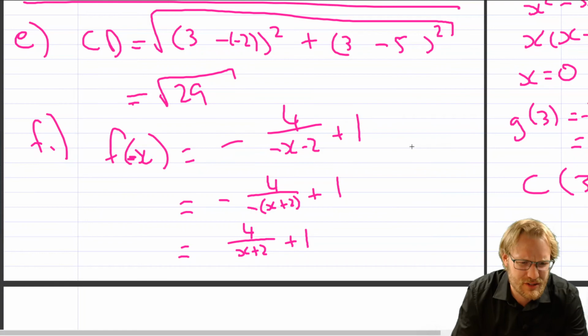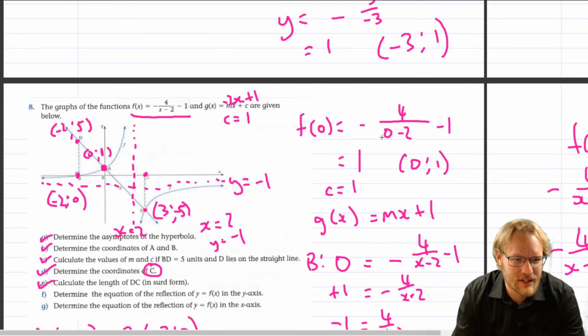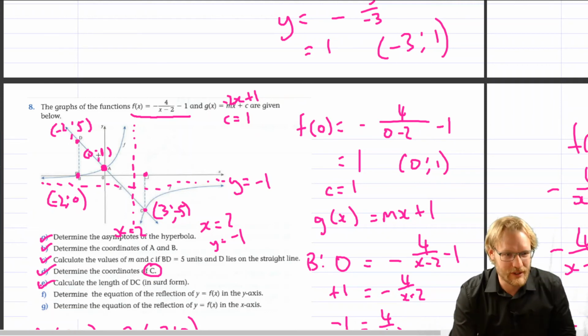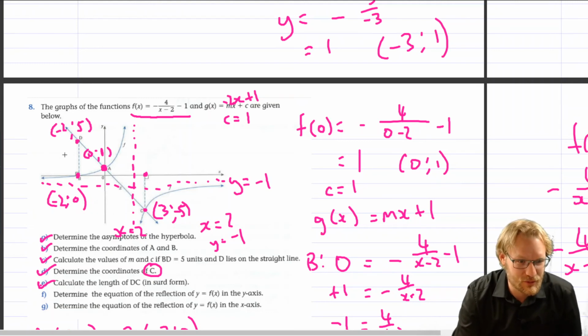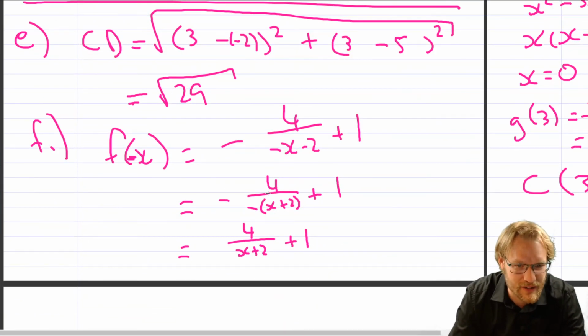You could look at this more conceptually and say, well, everything's going to stay the same except this asymptote is going to move to here. So in other words, we're going to reflect it, which means that it's going to look like a positive a value, and the asymptote's at minus 2, therefore it's x plus 2. I think it's a bit safer just to replace with negative x and algebra it up there.